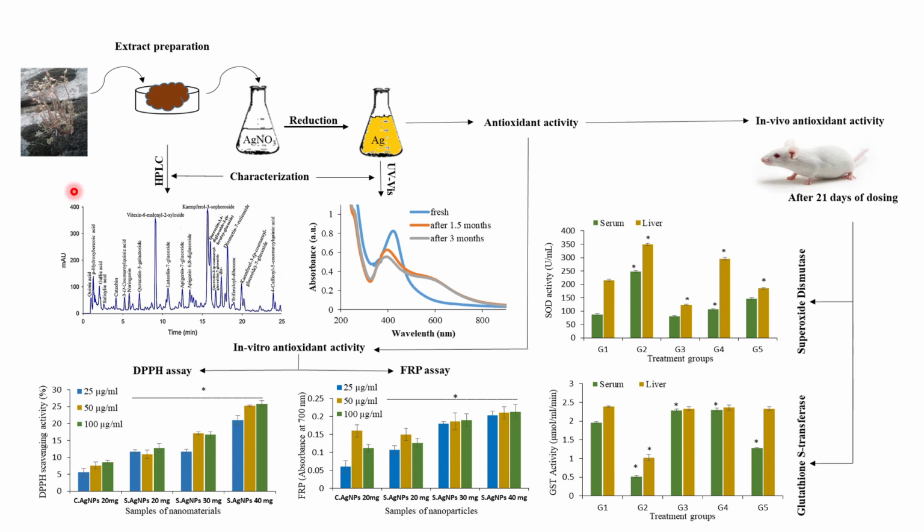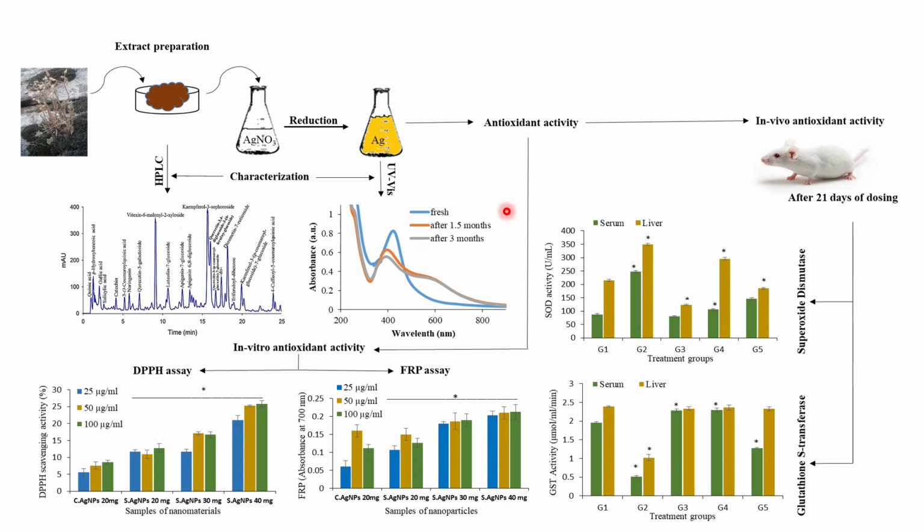This is my graphical abstract, and it is a flow chart of all the experiments we performed. First of all, we collected the plant and then prepared a methanolic extract of the plant. After that, we used HPLC to check which compounds are present in our extract. Then we reduced silver nitrate to silver by using our extract. After that, we characterized our synthesized nanoparticles by using different techniques, such as UV, FTIR, etc.